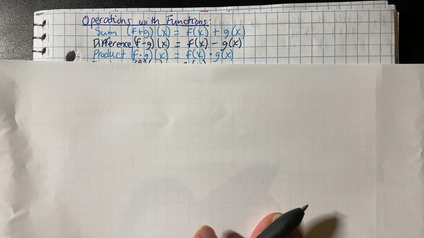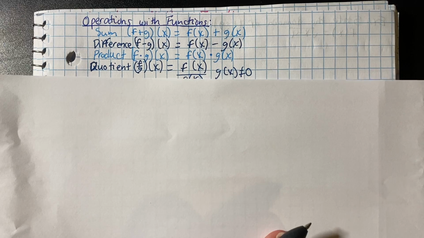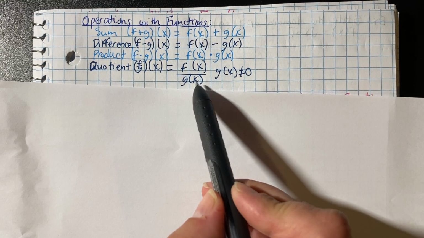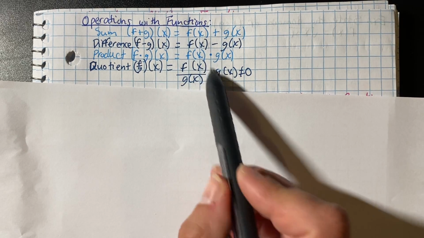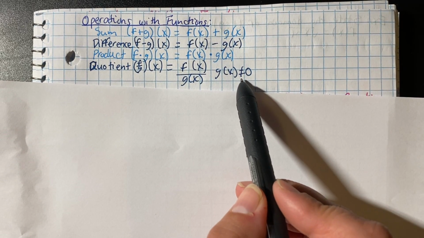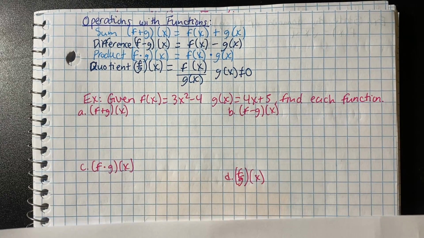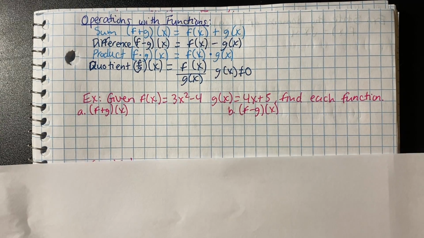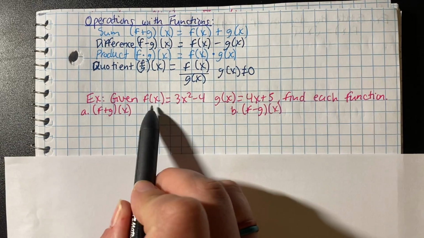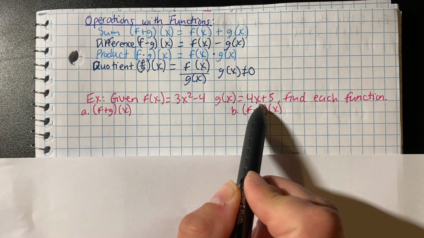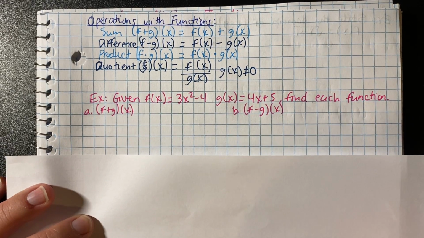Product, we're going to multiply them together. And quotient, here it is. Remember, the bottom of our function cannot be equal to 0. All right, so let's try some out. Given that f of x equals 3x squared minus 4 and g of x equals 4x plus 5, find each function.